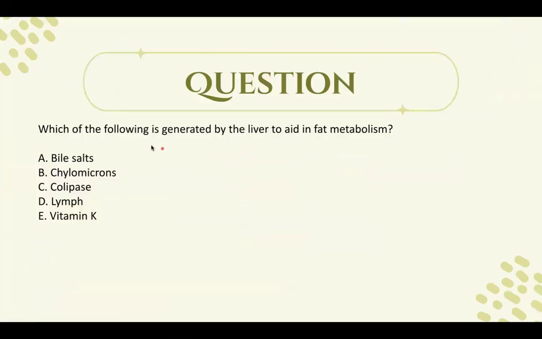Okay, so this question is a very simple question, it asks about something that is made by the liver to aid in fat metabolism. And the answer to this question is A. Okay, bile salts. Bile salts are made by the liver and they help in fat metabolism. Be careful about chylomicrons. Chylomicrons are not made in the liver. They are made inside the enterocyte. Basically, when you collect all these lipids that you broke down, you form a chylomicron in the enterocyte of the intestine, so that it can be absorbed into the lymph and then into blood.